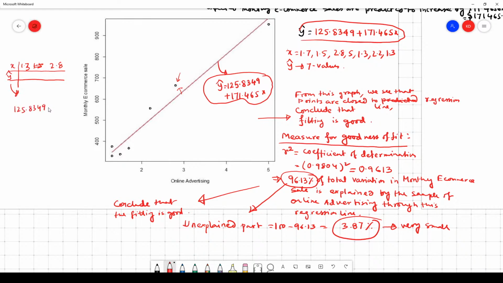Now using these 2 points, you can compute y hat. Just put 125.8349 plus 171.465 into 1.3. So this value gives you y hat. Similarly, when x is equal to 2.8, y hat is 125.8349 plus 171.465 into 2.8. So now you use these 2 points, you can draw the straight line. Okay.